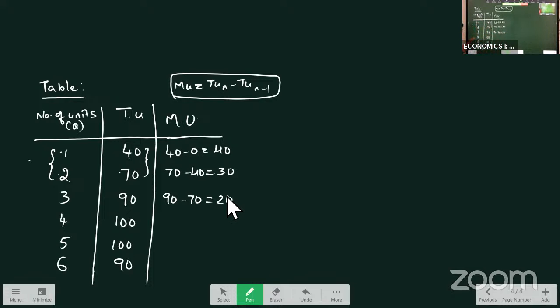Okay. Third to fourth, 1 unit I increased here. 90 to 100. 100 minus 90, 10. Fourth to fifth, 1 unit I increased. 100 minus 100. Means my additional satisfaction is 0. Now from 5th to 6th, 1 unit I increased, 100 to 90. My satisfaction decreased over here. So what I will get? 90 minus 100, minus 10. So these are the marginal utilities. Means additional utility what we get from consumption of extra units.